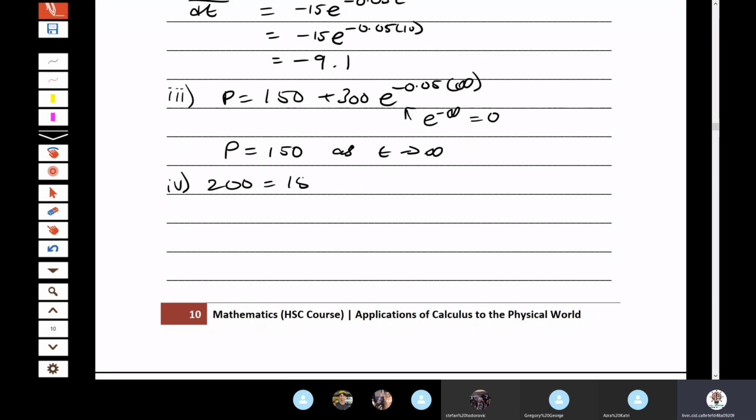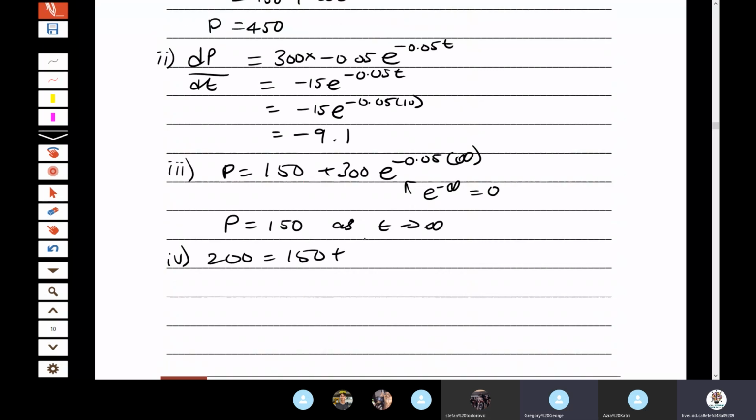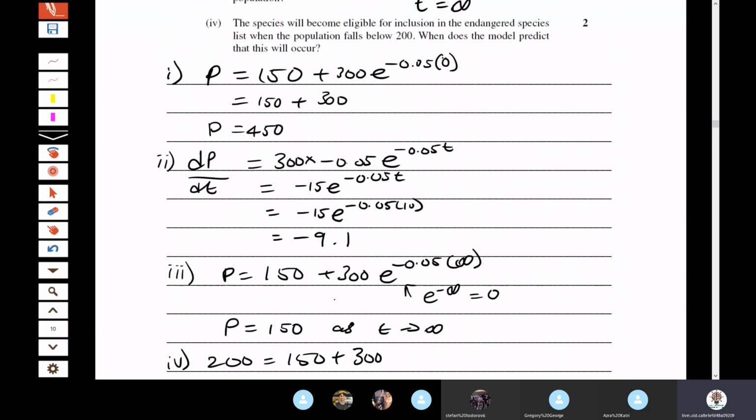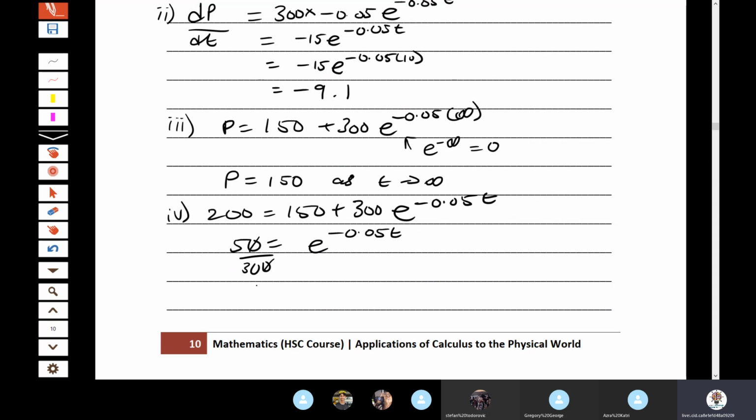Instead of that bacteria, we're doing the same idea but with the bird population being at 200, and just trying to work out when that happens. Yeah. Negative 0.05 t. Subtract 150, divide by 300. Maybe you can do that in one line as you guys get better and better at it. Take away 150, divide 300. That becomes what, 1 on 6.